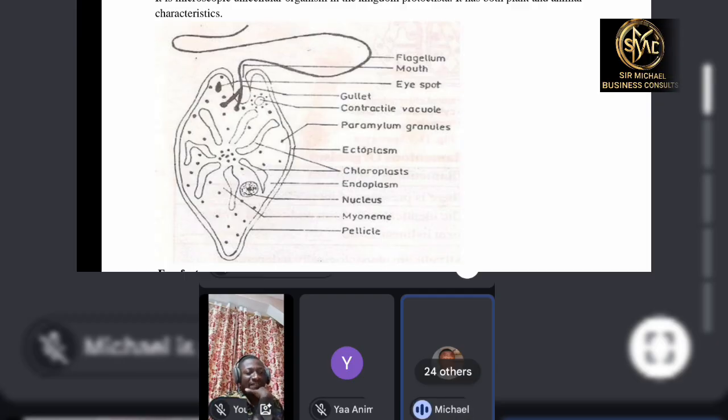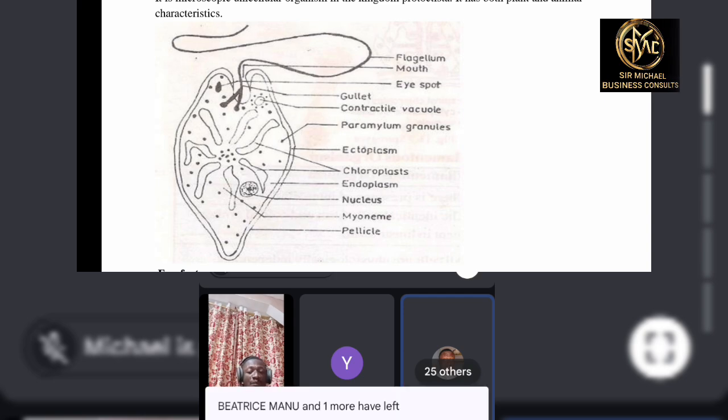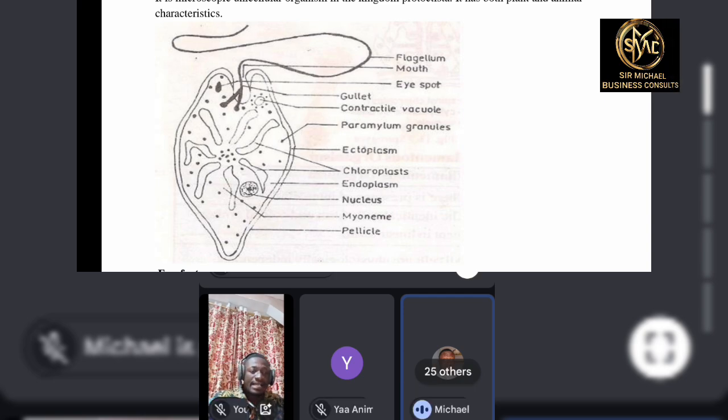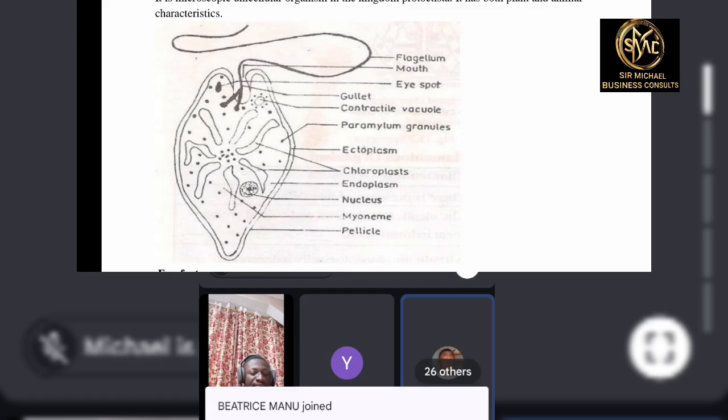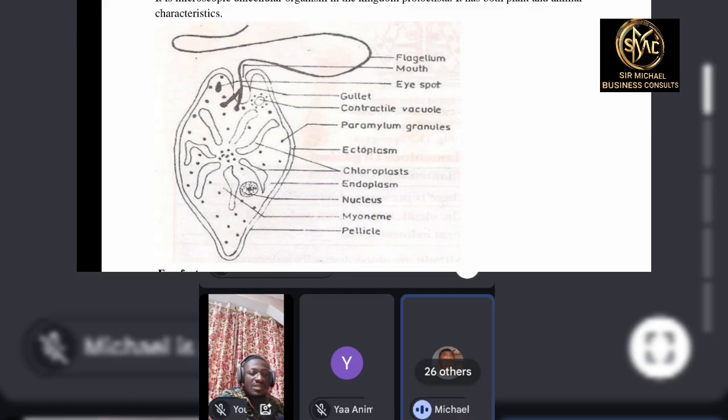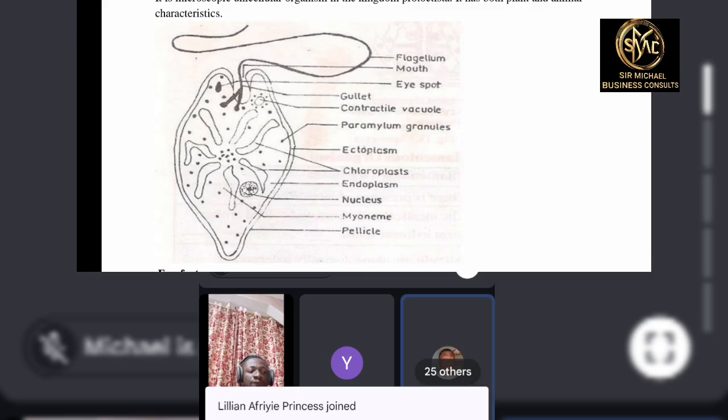Now we have the mouth. Amoeba doesn't have a mouth. Amoeba just uses a cell membrane. It phagocytoses its food, and that is all. But this one has a mouth, so food cannot enter through the cell membrane by phagocytosis. Rather, it has to pass through the mouth pore, or the mouth here. So it has a flagellum, it has a mouth.